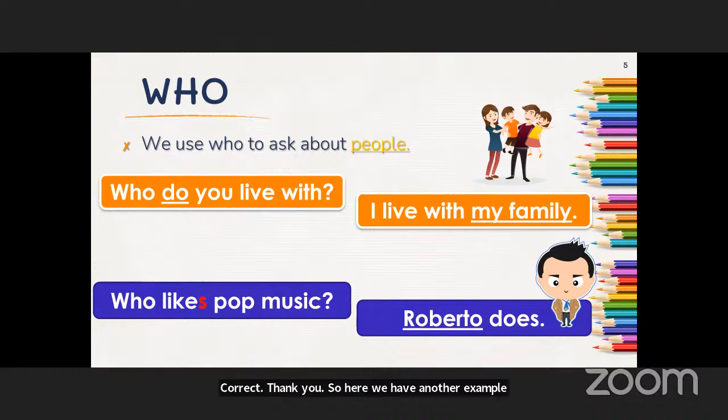The word who significa quién. Al formular una pregunta utilizando esta palabra, pues básicamente lo que vamos a obtener es una respuesta referente a personas. People. Who. ¿Quién? Who do you live with? ¿Con quién vives? So the answer is my family. I live with my family.